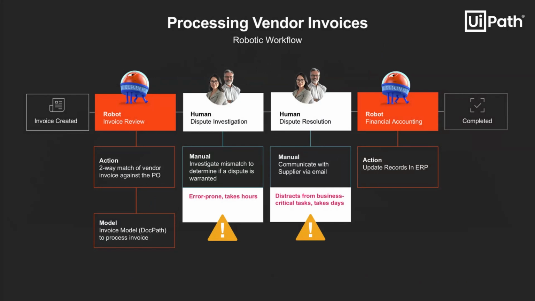Now, today, what happens when there is a mismatch is everything halts. You have to get a human in the loop, and the human has to investigate the dispute, figure out what the inconsistencies are, come to a resolution, and then the robot will update the ERP system.